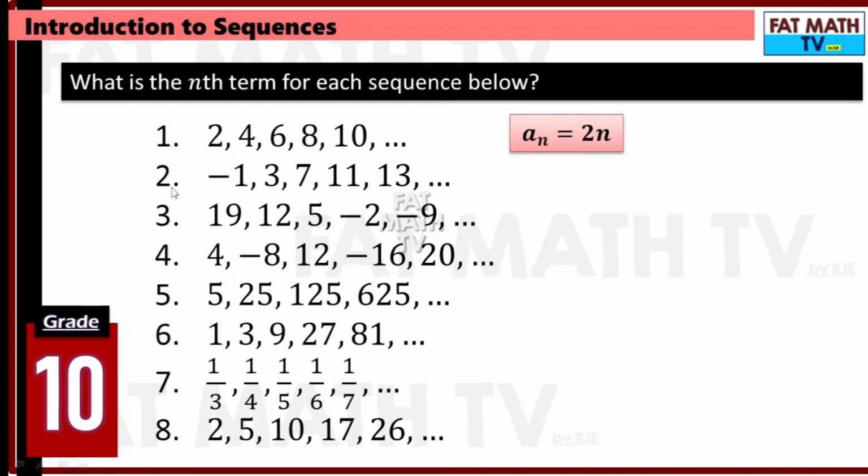And then for number 2, this is -1, 3, 7, 11, 15, increasing by 4. So there must be a 4n there. But then the first term, if n is equal to 1, then 4n is just 4. It has to be -1. So you have to subtract 5 so that your first term will be -1.